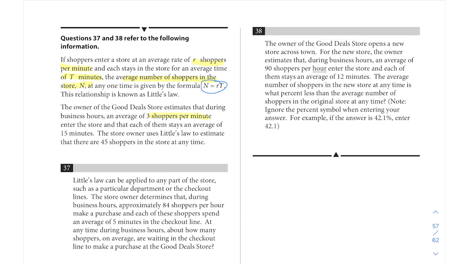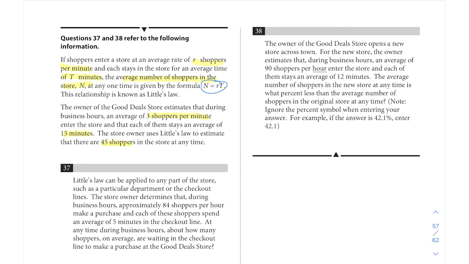The owner of the Good Deal store estimates that during business hours, an average of 3 shoppers per minute enter the store, and that each of them stays an average of 15 minutes. The store owner uses Little's Law to estimate that there are 45 shoppers in the store at any time. All right, so that's the general information that's going to apply to both of these questions. Now let's take a look at 37.